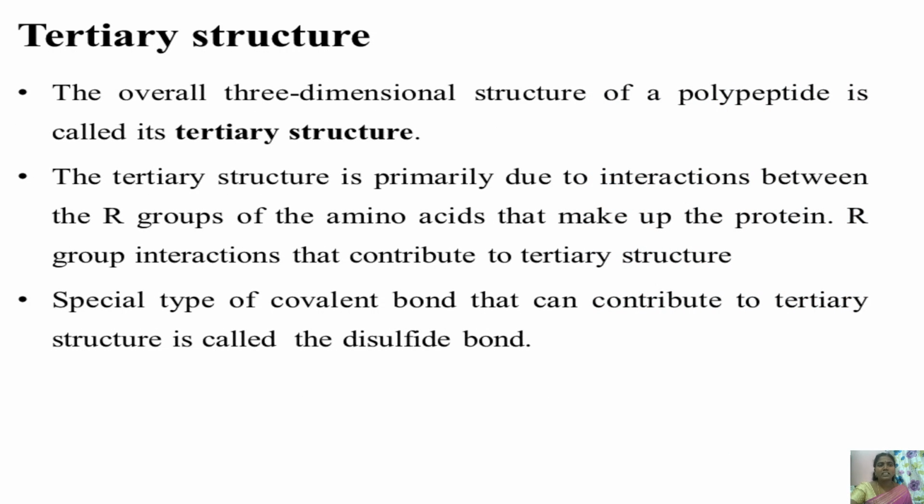The next level of organization is tertiary structure. The overall three-dimensional structure of a polypeptide is called tertiary structure. The tertiary structure is primarily due to the interaction between the R groups of amino acids. In the secondary structure, it is only the hydrogen bonds which play a major role, but in the tertiary structure, the R groups come into play. A special type of covalent bond that can contribute to tertiary structure is called a disulfide bond.